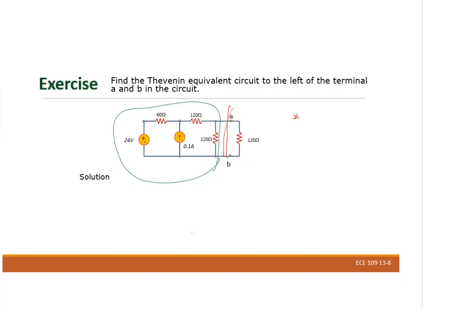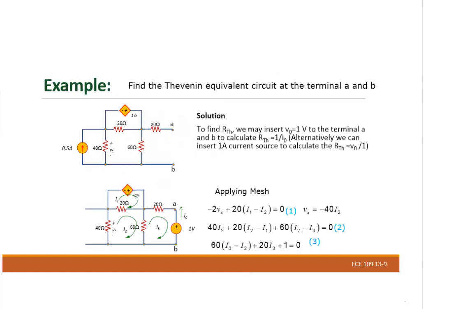We can find the RTH easily: take the sources off. This will be short, this will be open, so you can see two series and parallel combinations right there. Then next, you find the voltage between here, and that voltage gives you VTH. Okay, next question: if we have dependent sources, this is a little bit different. The parts, RTH and VTH, are the same again.